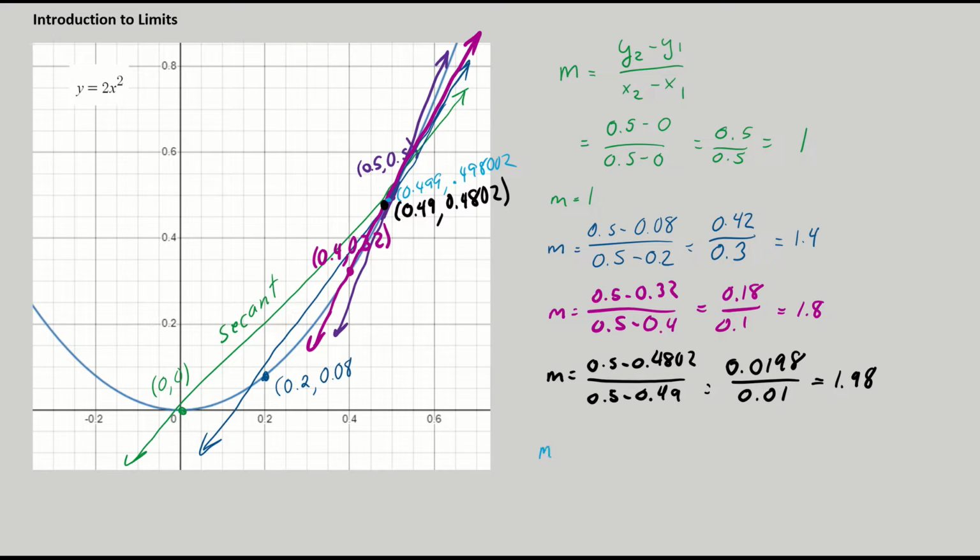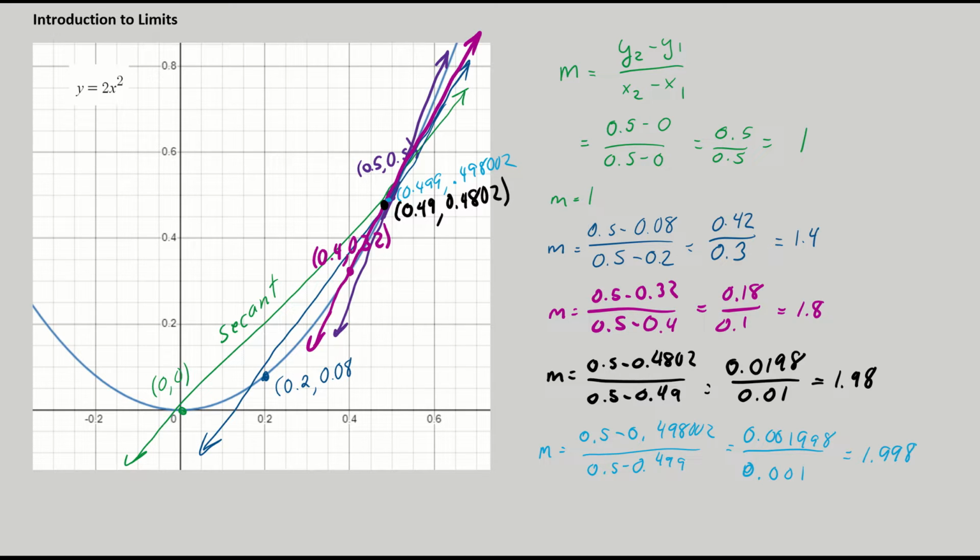0.498002. You go back to your basic slope formula, and you go 0.5 minus 0.498002 over the 0.5 minus 0.499. And again, we get some pretty small decimals. Divided by the 0.001. And when we do that division, 1.998. And now something's cluing in your head that I think this slope is approaching a certain value.